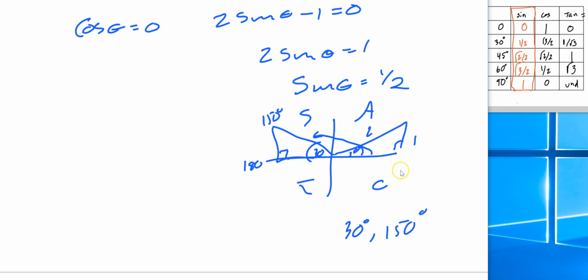If you're doing radians, you've got to know 30 is pi over 6. So how do I do this? Well, it's going to be 6 pi over 6, 1 less, 5 pi over 6. That's how you do it in radians.